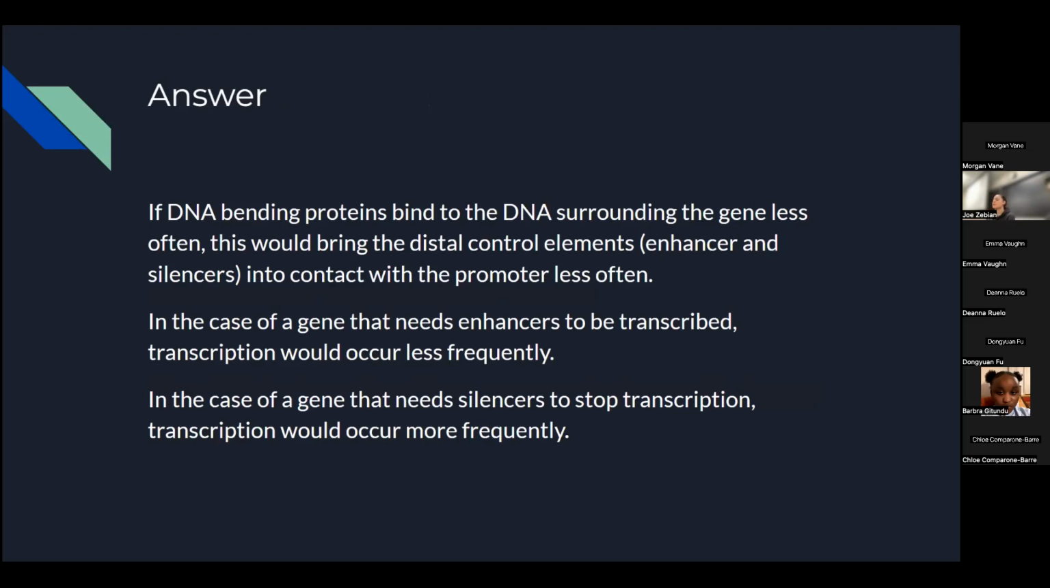If the DNA bending protein would bind to the DNA surrounding the gene less often, this brings the distal control elements less often. So if the distal control element was an enhancer and the enhancer is coming in contact with RNA polymerase less often, you're going to have less transcription. But if this was a silencer and it's coming into contact with RNA polymerase less often, you would have more transcription. That makes sense.